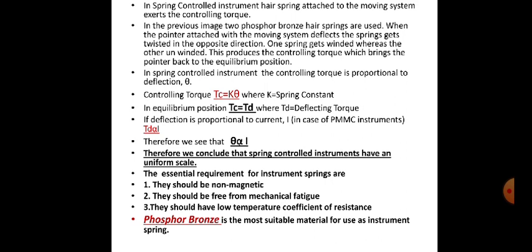Now, what are the springs, the materials with which the springs are constructed, there are some requirements of these materials.